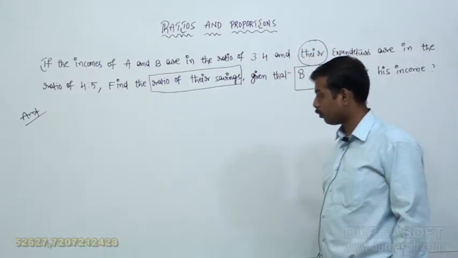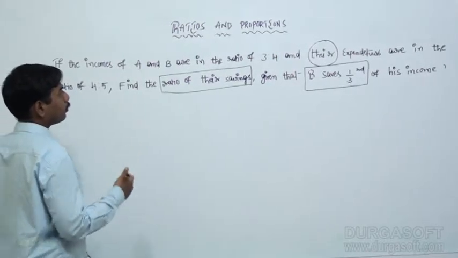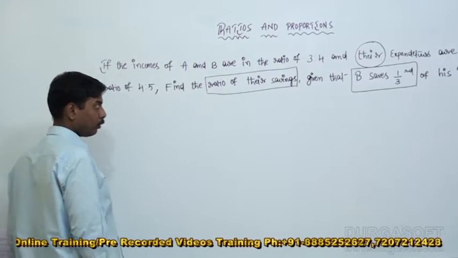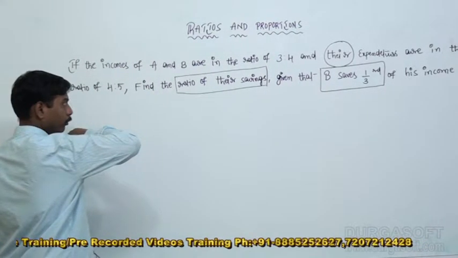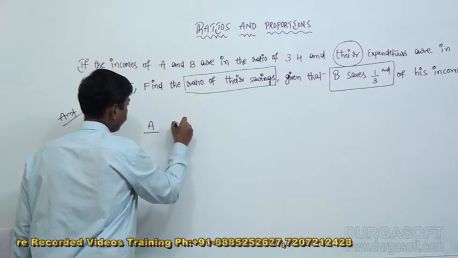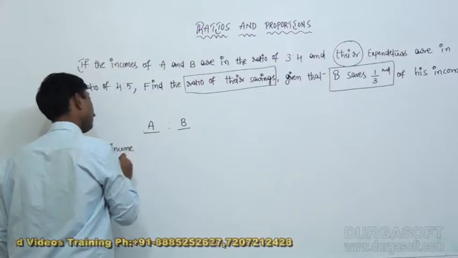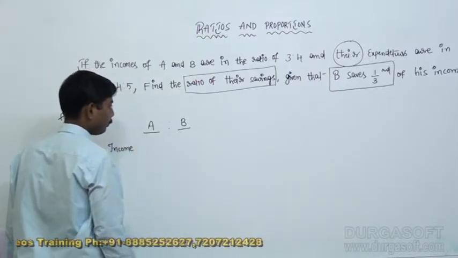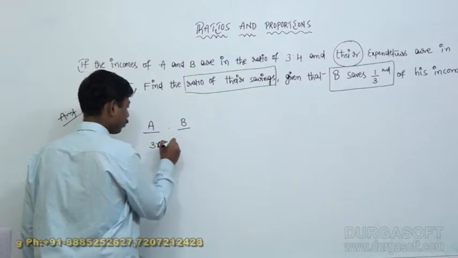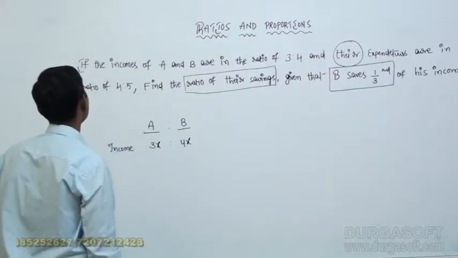Very good. Let us go for that representation of the data very clearly. Now you should write the given data in a sequential manner so that you get the required thing in that question. What is our required thing? We have to find out the savings ratio of A and B. That is our only requirement. Let us put attention. Total how many people are here? I'm talking about A and B. What about the income ratio of A and B here? With respect to the given information, A gets 3 parts, B gets 4 parts. Let it be A gets 3x rupees and B gets 4x rupees. And their expenditures are in the ratio of 4:5.